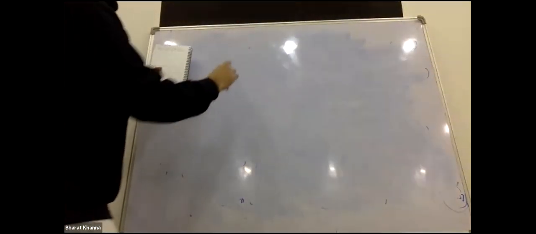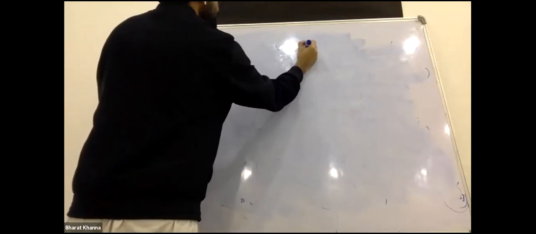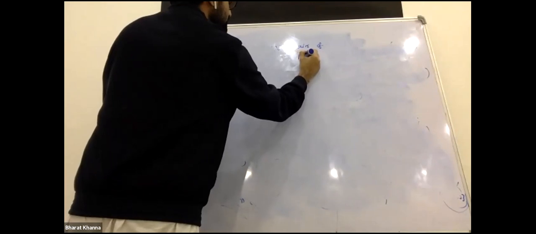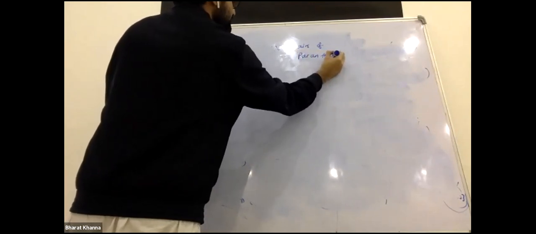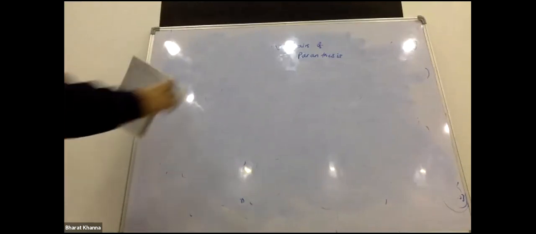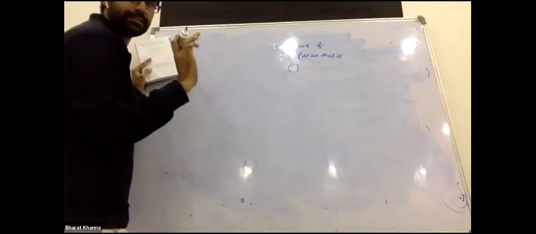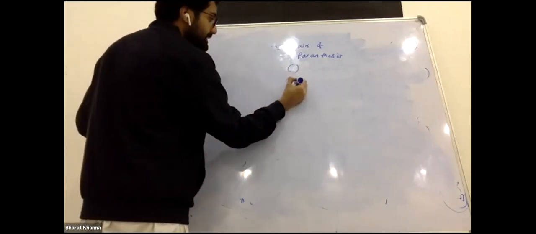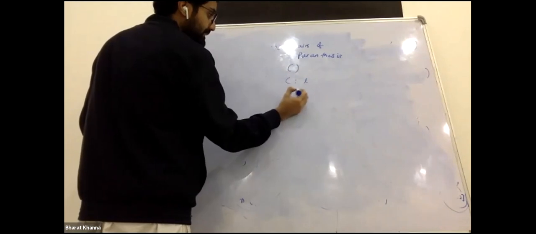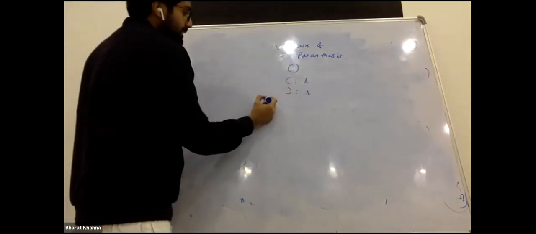Here is the question that I want to discuss now. I have been given n pairs of parentheses. Parenthesis is nothing but a bracket. This is one pair of parentheses: this is my left bracket and this is my right bracket. Let's say your n is 3.